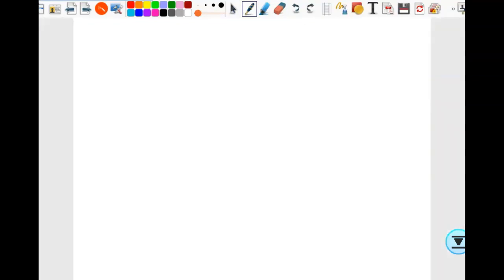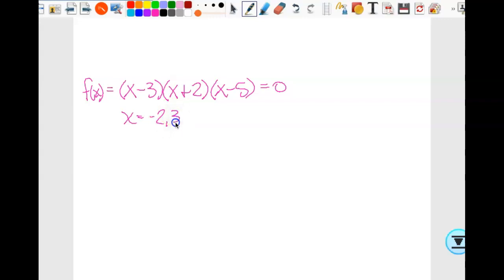Use a sign chart. Let's talk real quick about what a sign chart is. Let's say we have a factored function f of x equal to x minus 3 times x plus 2 times x minus 5, or whatever. So my zeros here, when I set that equal to 0, my x values are -2, 3, and 5. Don't worry, we'll do a bunch of these. You don't have to write this down, I'm just trying to refresh your memory.